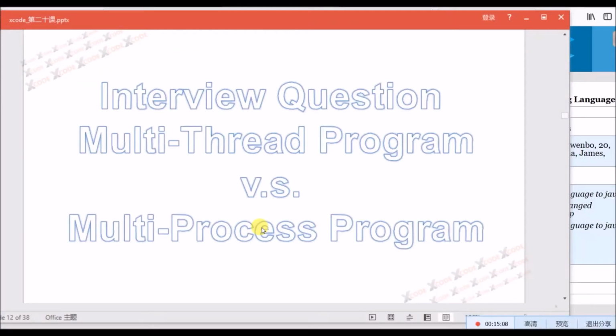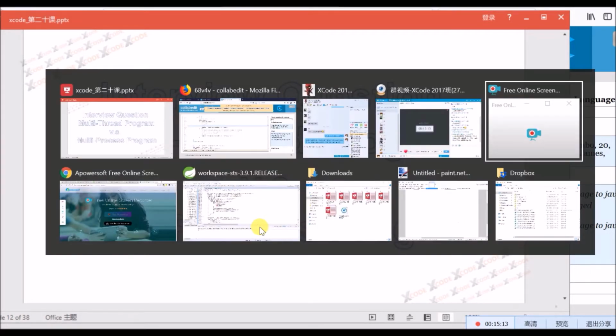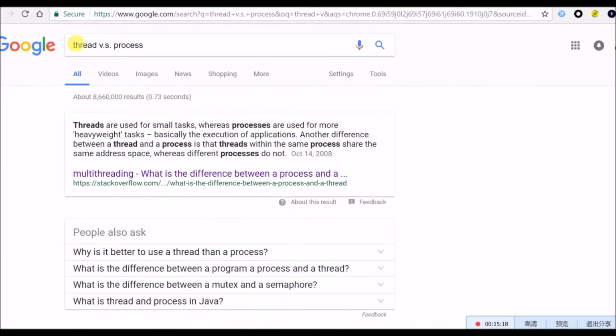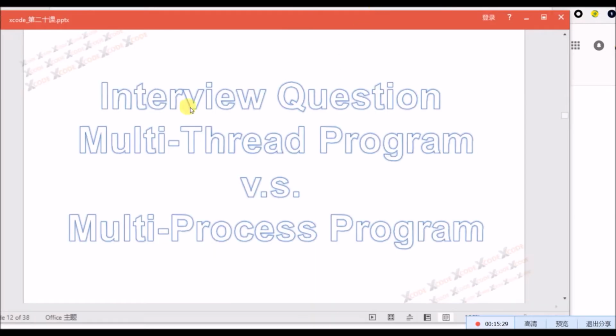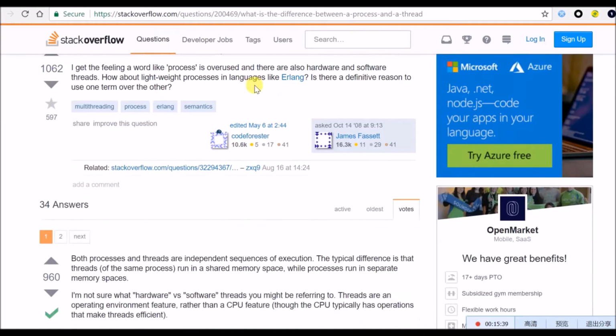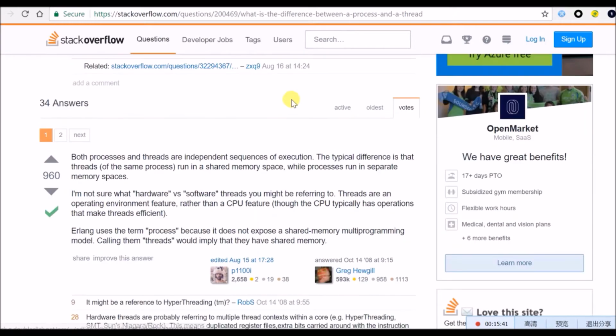CS common interpretation is called thread versus process. If you Google it, there are a lot of answers on thread versus process. But what I'm trying to say is, today's question is more like a multi-thread program versus a multi-process program. It's a step further. But we can have a look at Stack Overflow a little bit. So what is thread and what is process?